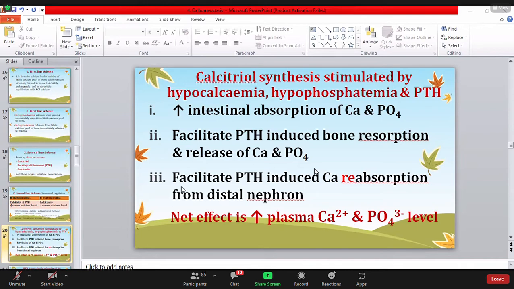By these three mechanisms. At first, it acts on intestine and increases intestinal absorption of calcium and phosphate, acts on bone and facilitates parathyroid hormone-induced bone resorption. And after bone resorption, calcium and phosphate are released, and it acts on kidney to facilitate parathyroid hormone-induced calcium reabsorption from the distal nephron.